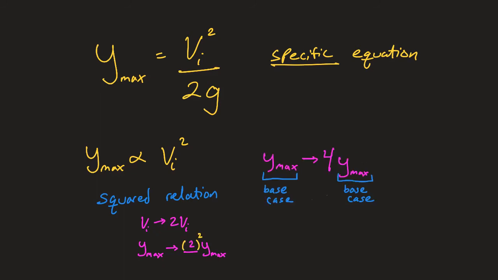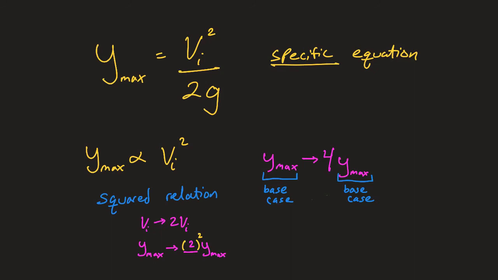All right, so all you have to do is look at the type of relationship. It's the squared relation. And we need to do that mathematical operation, squaring something, to the factor by which we change the variable. So if we've doubled the initial velocity, we need to square that factor. So 2 squared is 4. And so we can see that y max is going to go to 4 times whatever that original was.